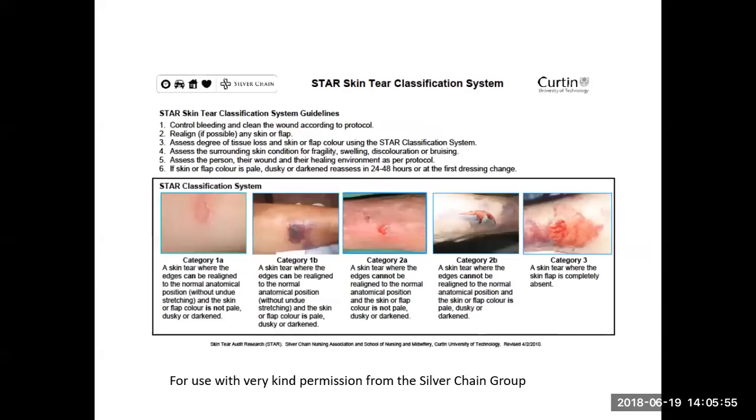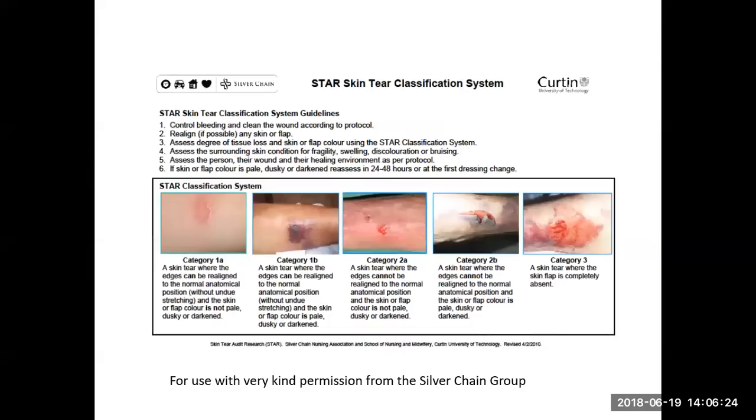So if we look at it, you can see that category 1A is a skin tear where the edges can be realigned to the normal anatomical position, so that's back to where it should be without undue stretching of the skin, and the skin or flap colour is not pale, dusky or darkened. And then category 1B is exactly the same, but the skin and the flap colour is pale, dusky or darkened. So there's just a difference in the skin colour there.